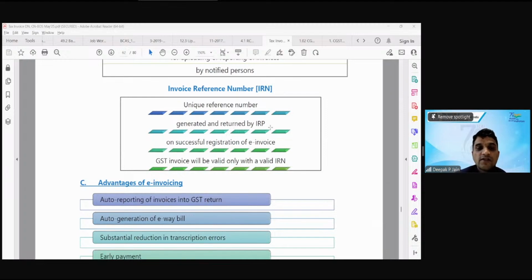So if e-invoice is applicable to you, then you have to raise it. So we have to remember the 5 crore limit only. Yes, it is confirmed that you have to remember the 5 crore limit only.